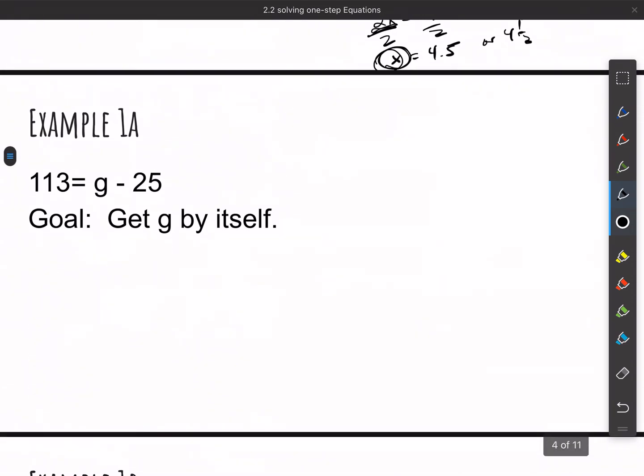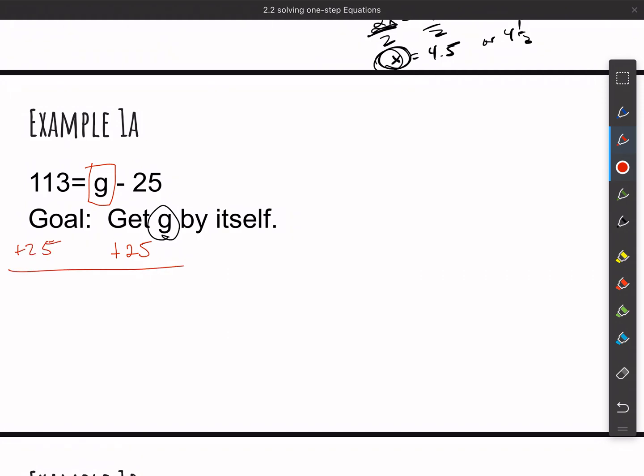The goal here, example 1a, is to get the variable, which in this case is g, all by itself. So we're trying to get this guy all by itself. Right now, the thing that's happening between the g and the 25 is that it's subtracting, right? So we're subtracting 25 from g there. If I want to get g by itself, I have to do the opposite. So I'd have to add 25. If I add 25 to this side of the scale, I have to add 25 also to this side, if you want to think about it like a scale.